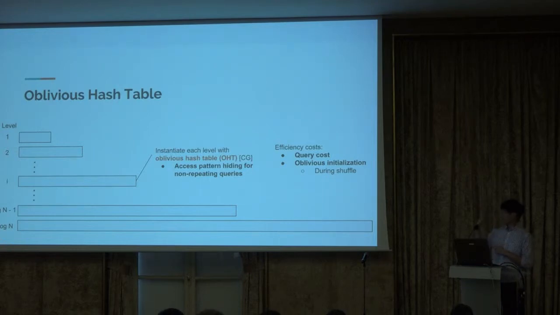For efficiency, there are essentially two things that we have to consider to make sure our ORAM is efficient. The first is the cost of the query itself, which is very important. But there's also this other cost, which is maybe sort of ignored: how do we obliviously initialize these oblivious hash tables? How do we shuffle them together? This happens to be the source of a lot of inefficiencies in previous work, and we show how to do this efficiently.